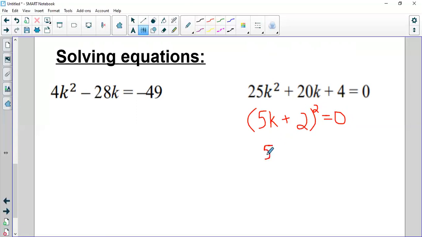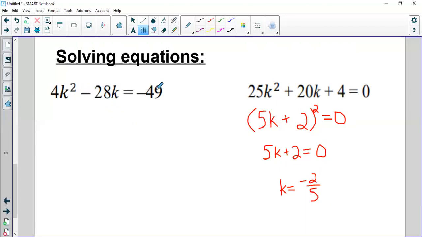I just get one answer. So I only have to solve it once. 5k plus 2 is equal to 0. Same thing. Subtract 2, divide by 5. And k is equal to negative 2/5. Only answer.